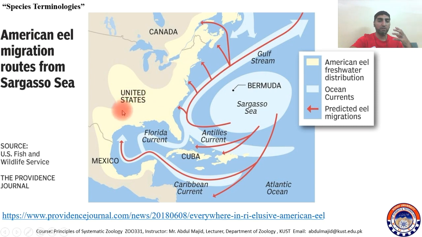All these populations start their migration for reproduction, and they come to Bermuda, the Sargasso Sea. When they all reach the Sargasso Sea from these tributaries, they follow a random mating strategy, and they mate here. There is no restriction. The Canadian eel will not only meet the United States one, and the United States one will not only meet the Mexican one. It is random mating, and these populations are known as panmictic populations.